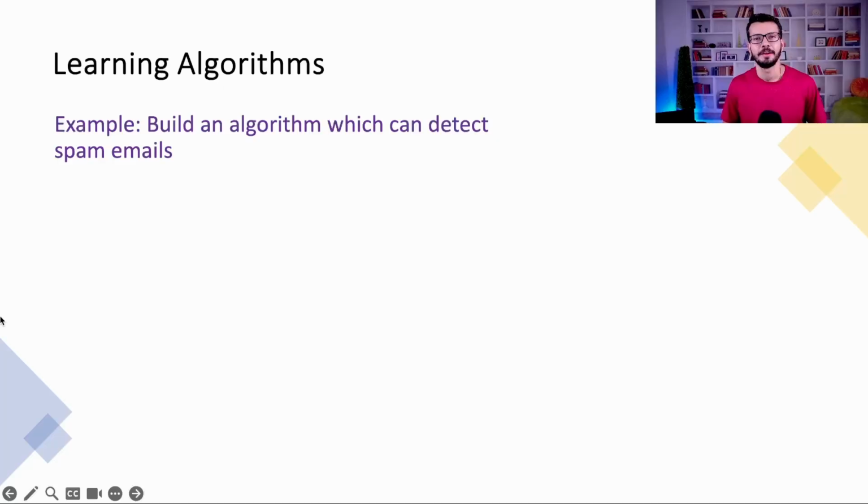So let's get started. Before we dive into the details of supervised versus unsupervised learning, let's first of all try to understand what a learning algorithm is with a simple example. So let's say I ask you to build an algorithm which can detect spam emails so that I can deploy it in the real-time environment. And I give you this data.